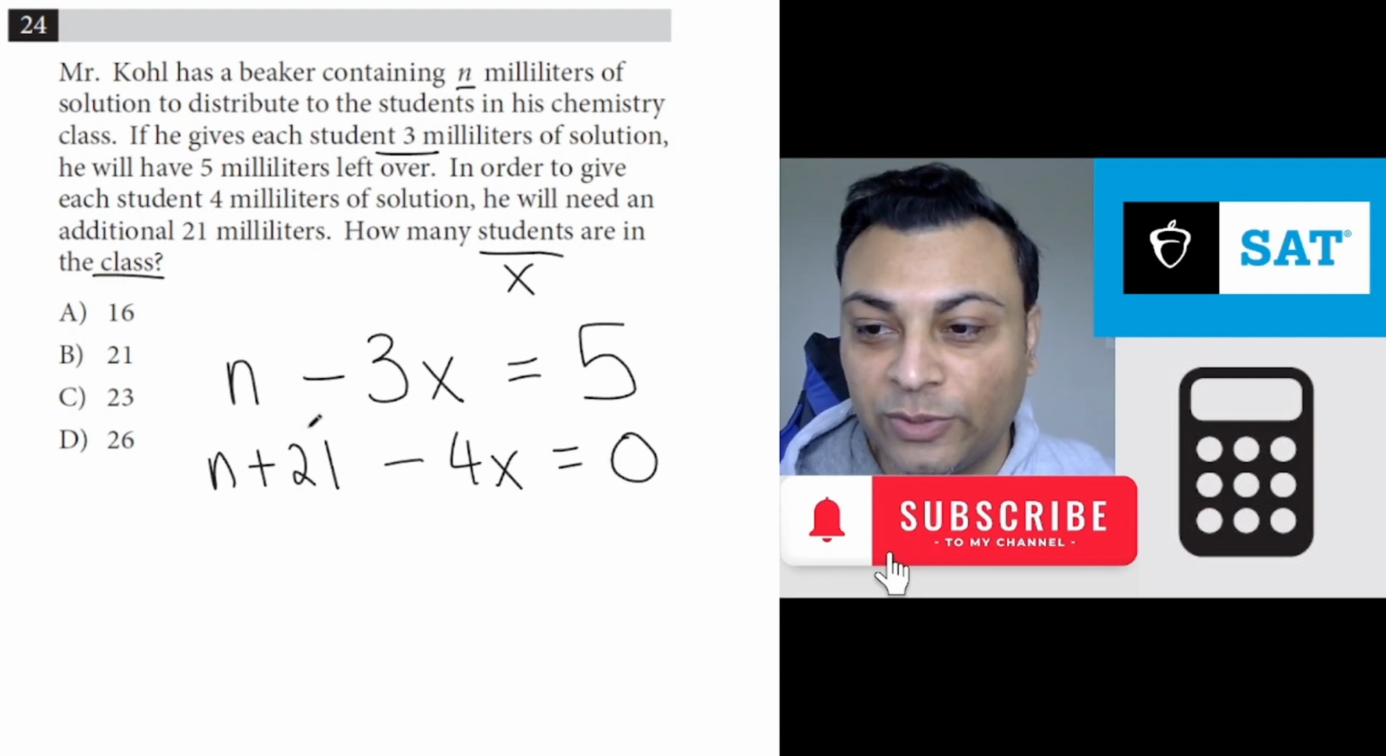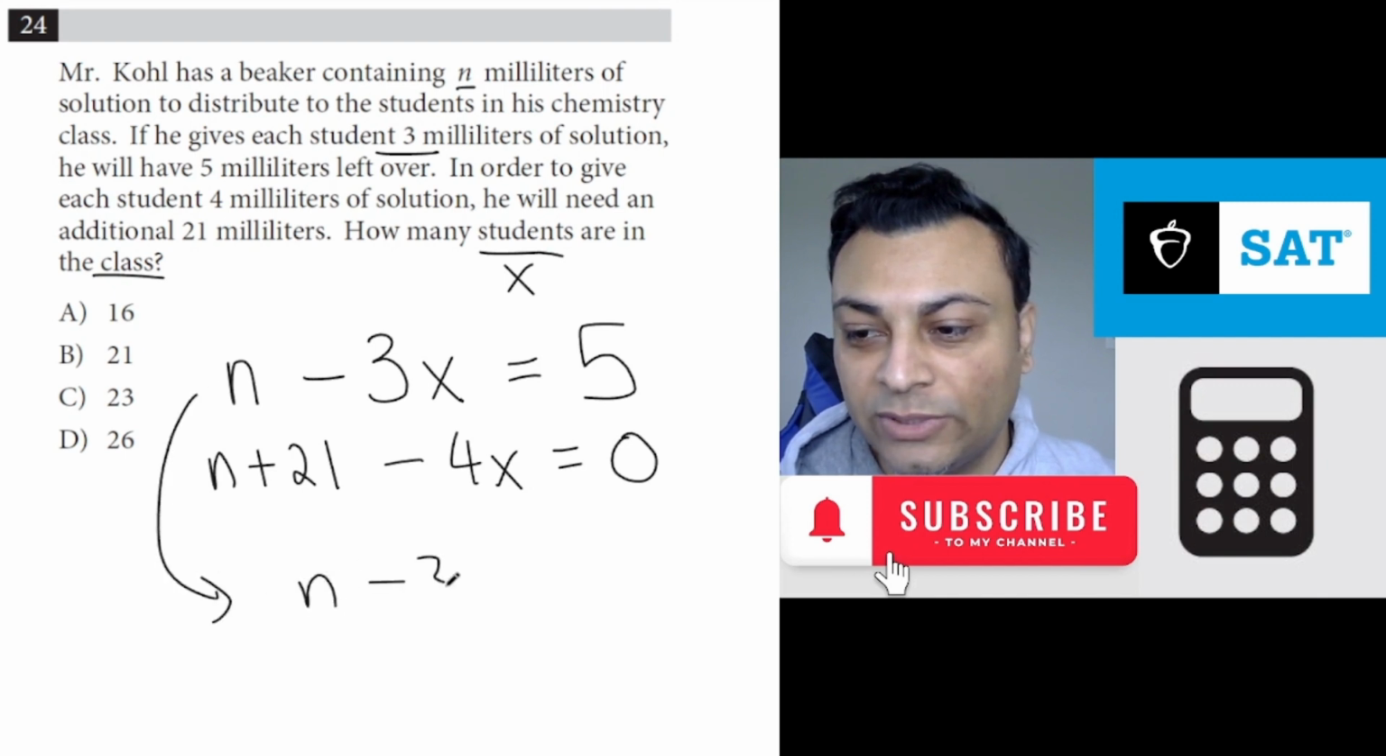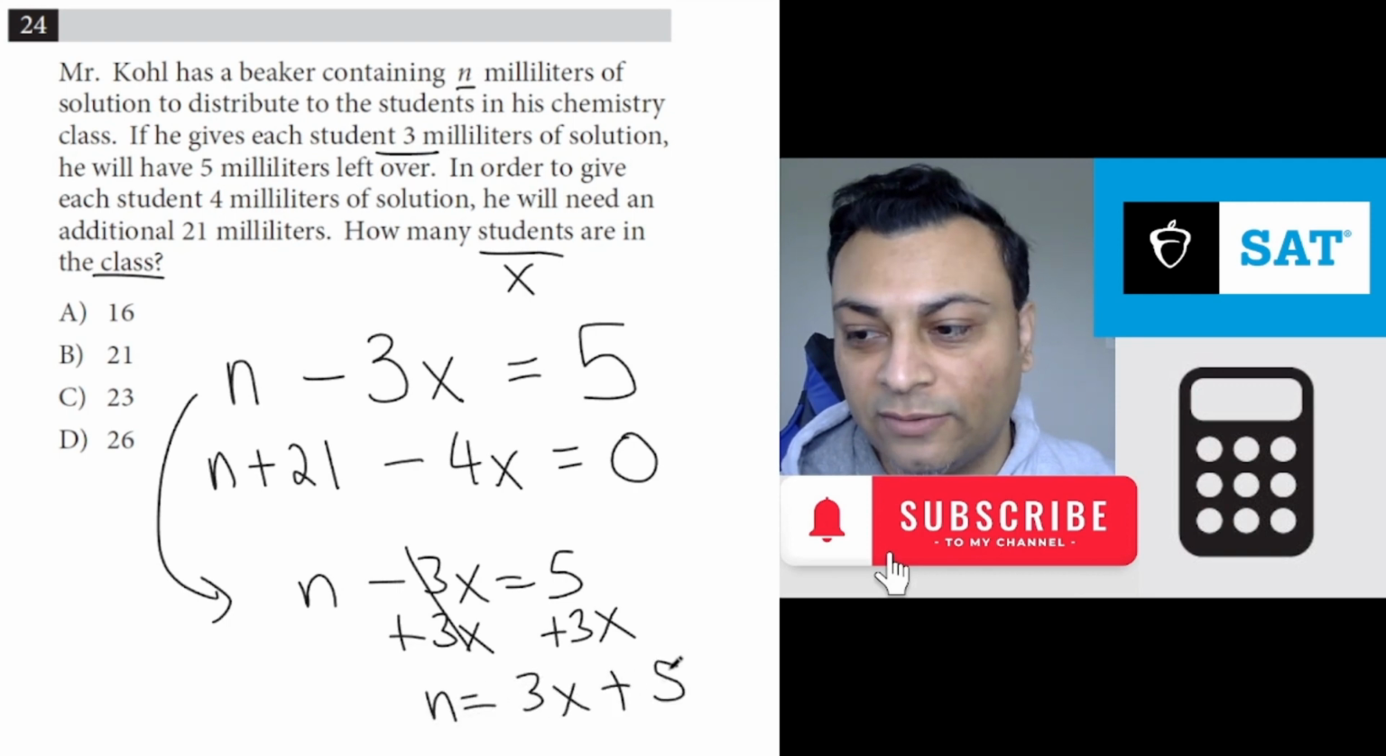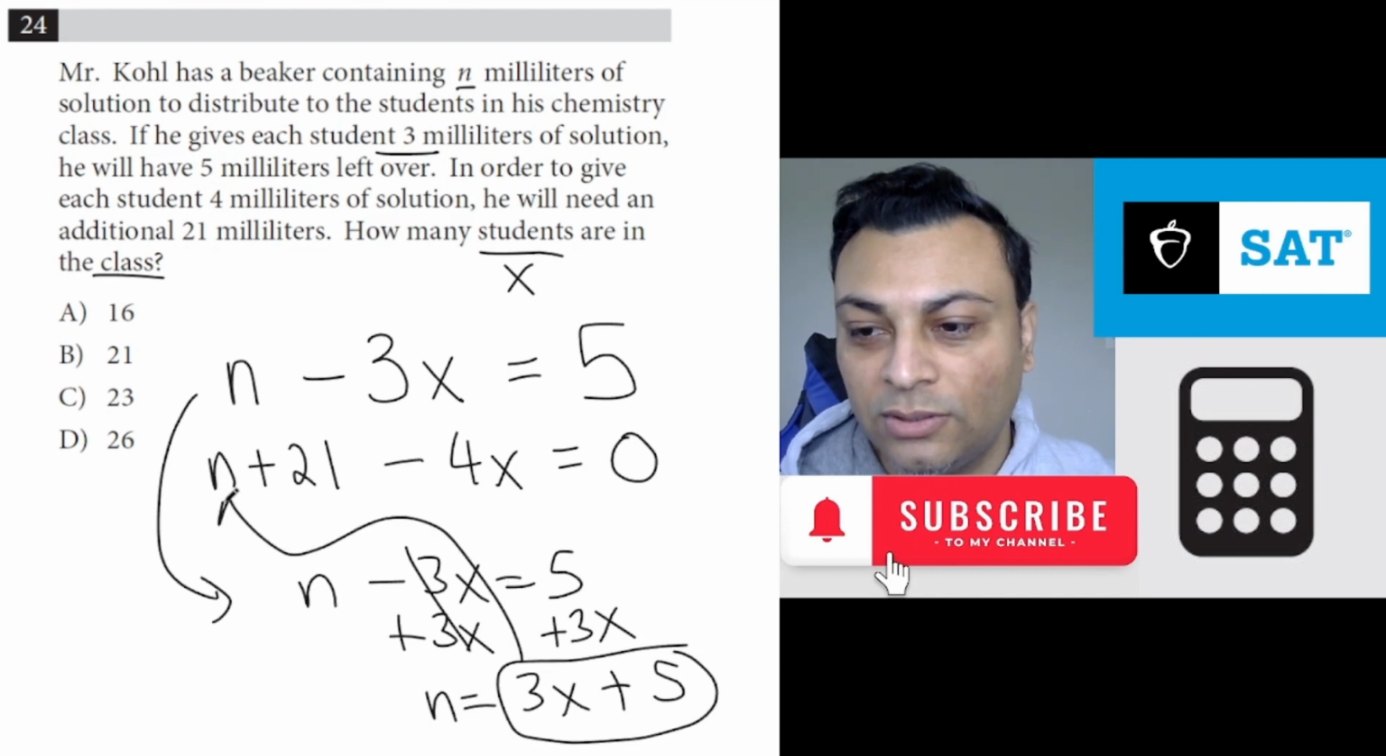Now from the first equation, I'm going to rearrange it into n minus 3x equals 5. So I'm going to add 3x and add 3x, and I'll get n equals 3x plus 5. And that is what I will substitute into here.